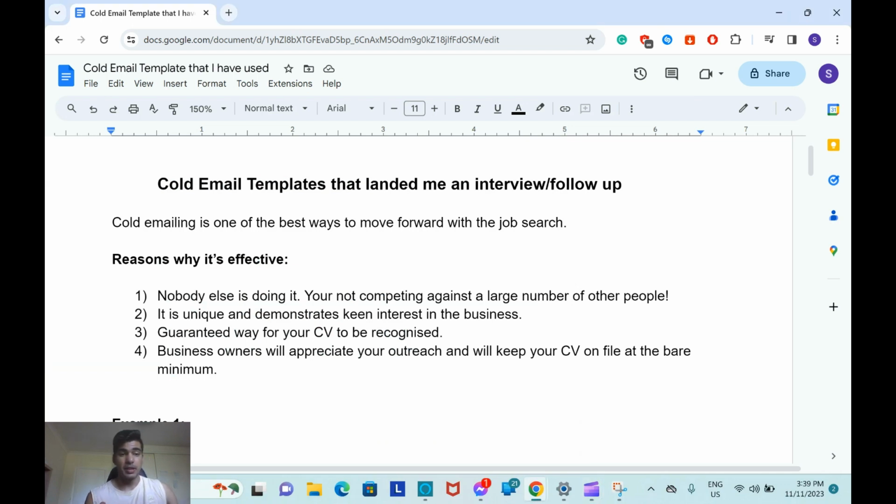So today I'm going to be explaining cold email templates. These are templates that I have used to help get better engagement with businesses for jobs after university, and even during my period of time when I was looking for my first internship. So I'll tell you my story to start off with.